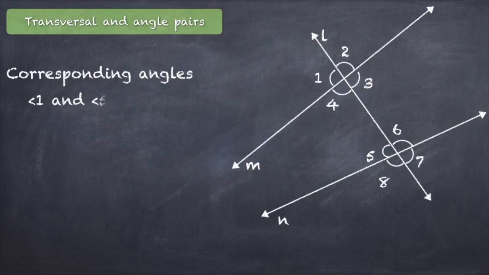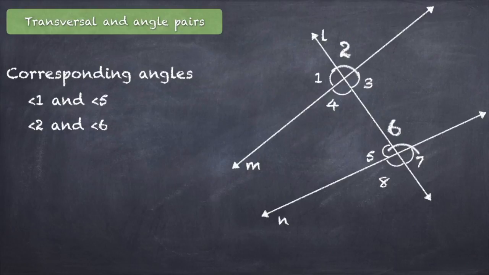In this story, angle 1 and angle 5 are corresponding angles. They're not equal to each other in this particular story, but they correspond to each other. That means they are like each other, they are similar to each other. And how are they similar? If I look at angle 1 and angle 5, both of them are above the line and on the left of the line. So that's the common thing between them. They correspond with each other in terms of relative position, right?